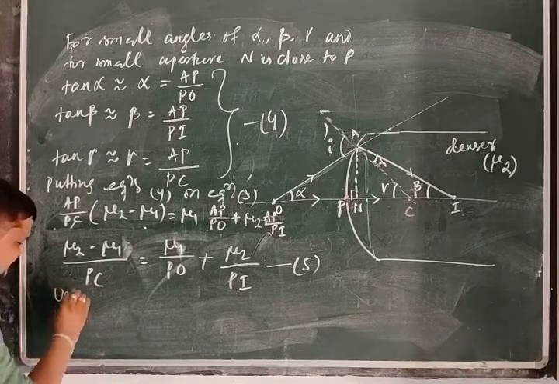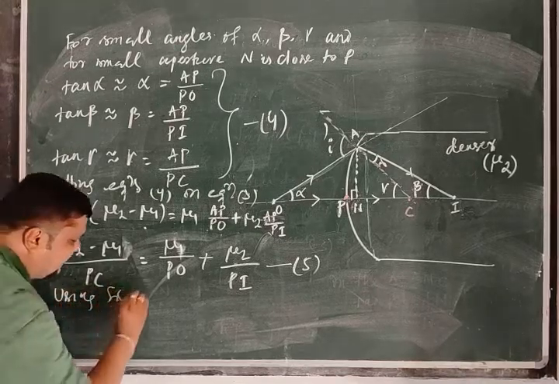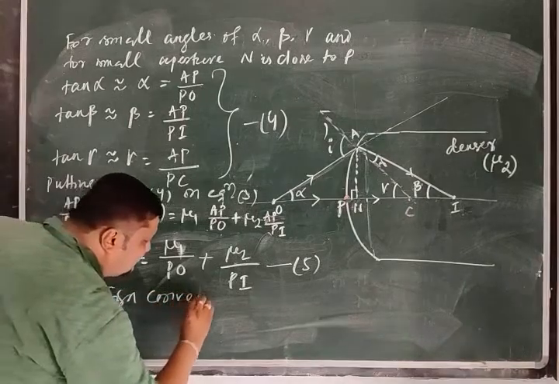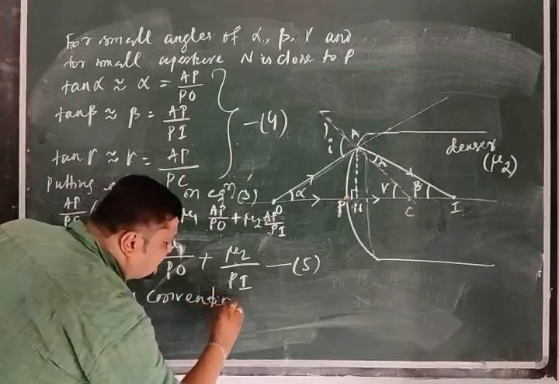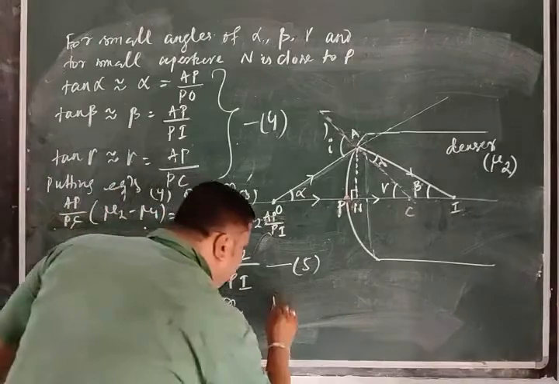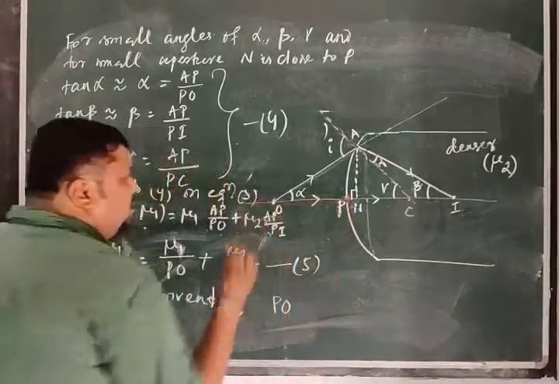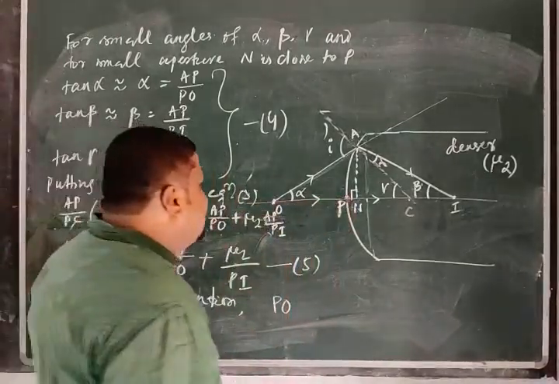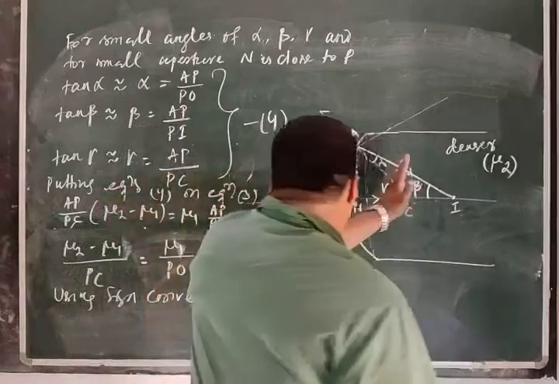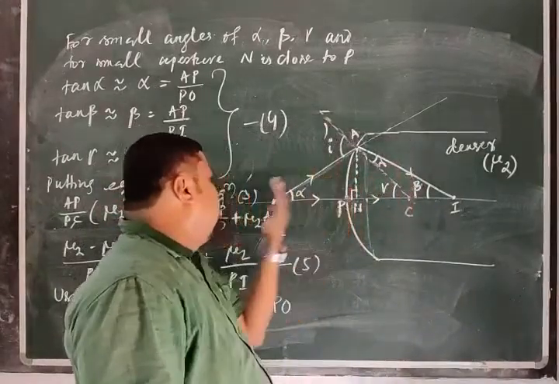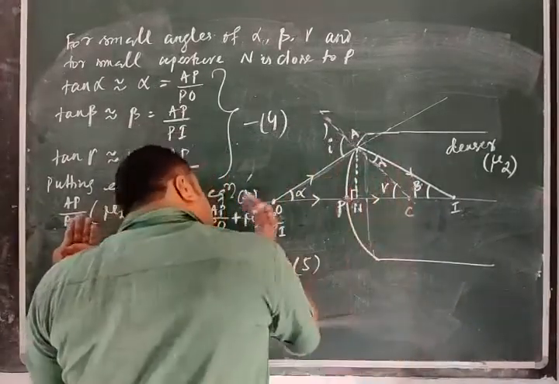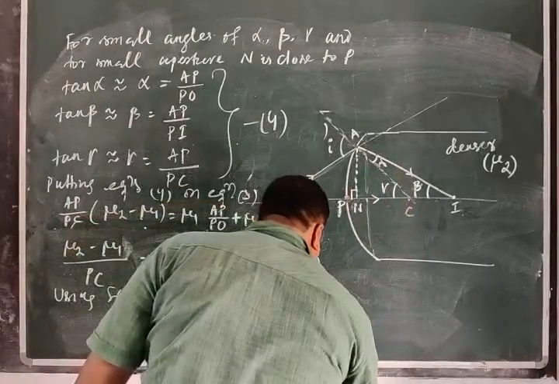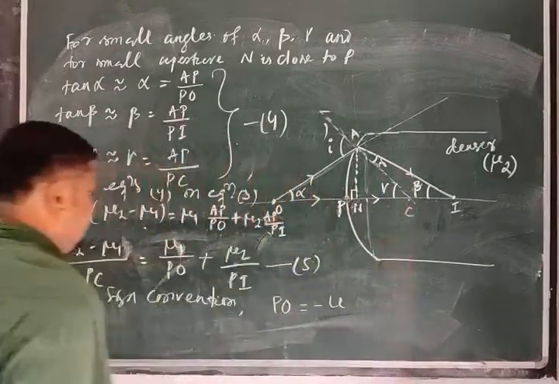Using the sign convention, object distance PO, pole to object, is the object distance. Light is incident from left to right. You are measuring from the pole towards the object, opposite to the direction of the incident light. So I will take this as minus u.